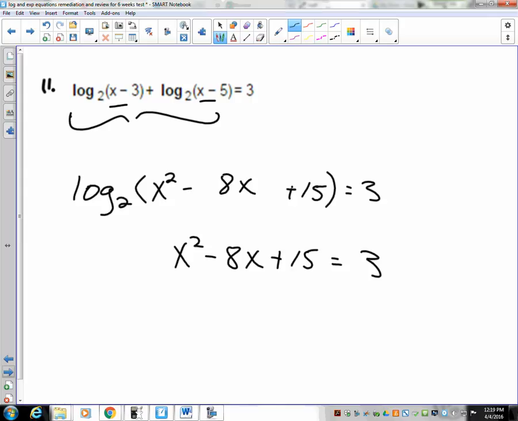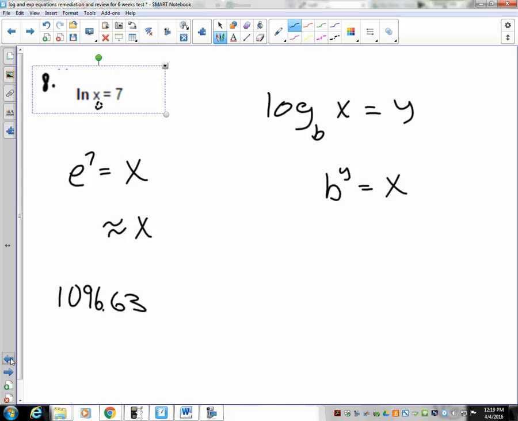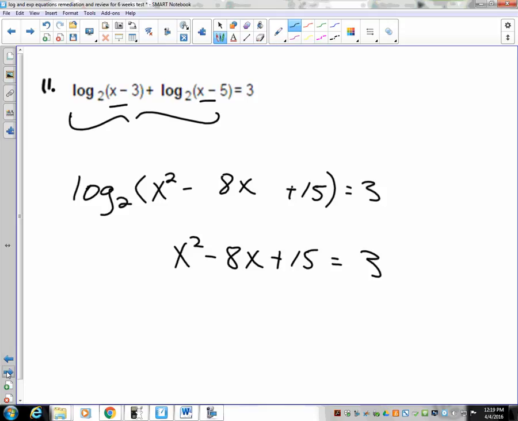All right, that's really tempting to do. That's not right. Now, what happened to the log there? I need to do something with that logarithm. What do we say? Go to exponential form. So not x squared minus 8x plus 15 equals 3, but it should be equal to what? 2 to the third power. So it should look like this.